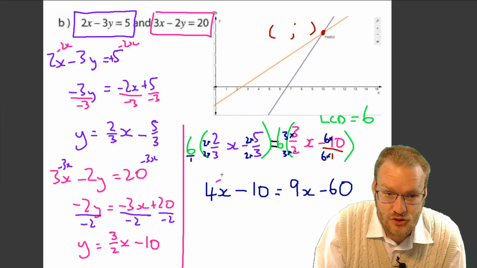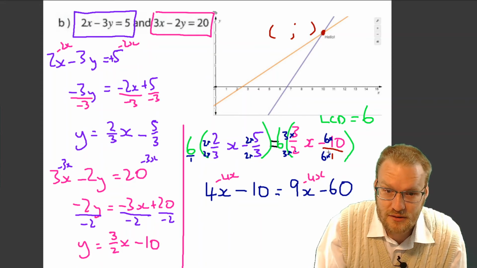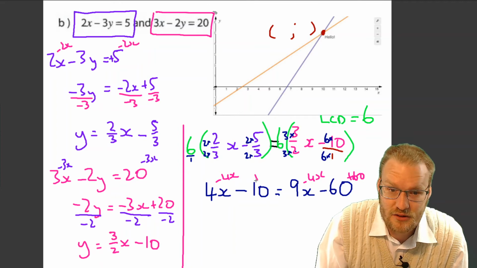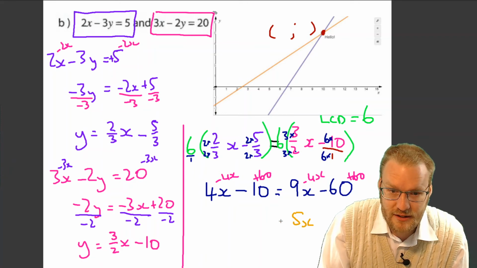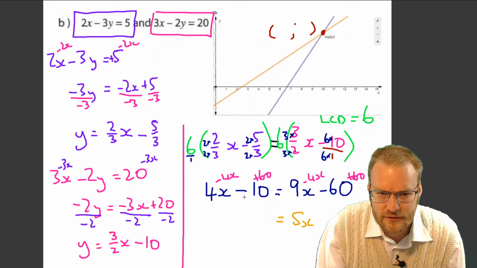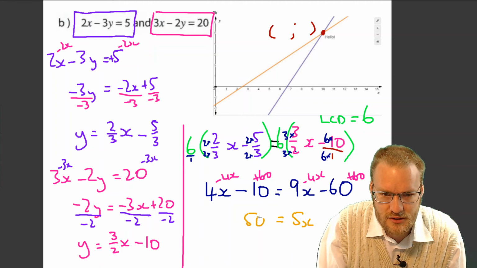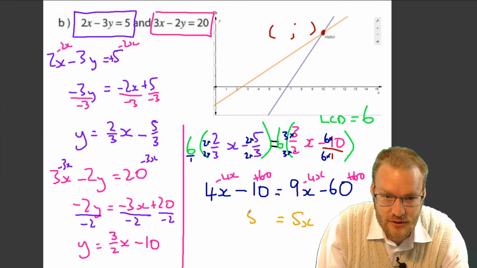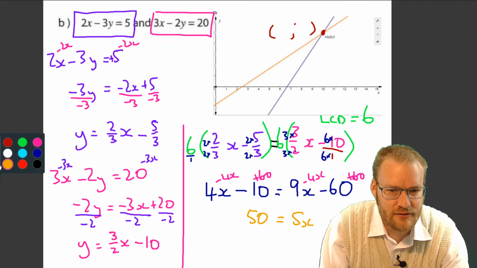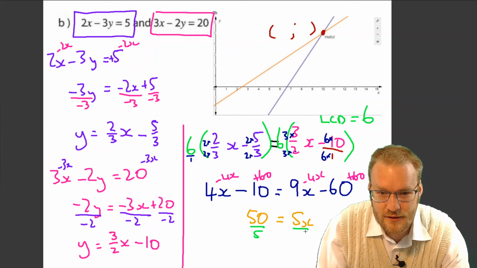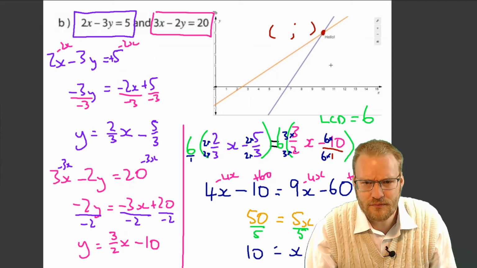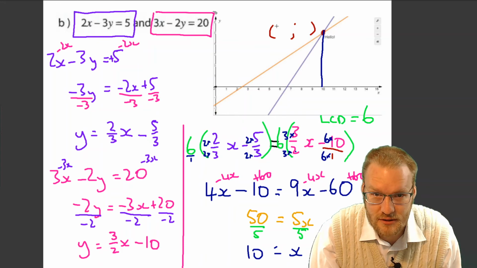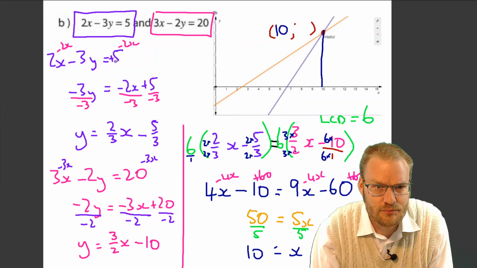So from here, I'm going to subtract 4x, and add 60, so that we have x on one side, and we've manipulated it such that we've got constants on the other, in other words, non-variables. Okay, 50 equals 5x. Decide to get colorful. Divide by 5 so that on the right-hand side we just have x, on the left-hand side 10. This matches our picture. x equals 10.